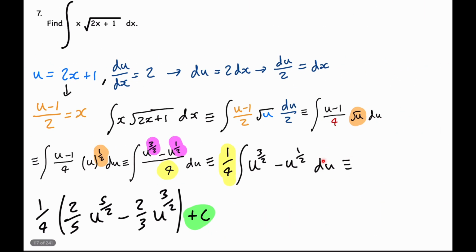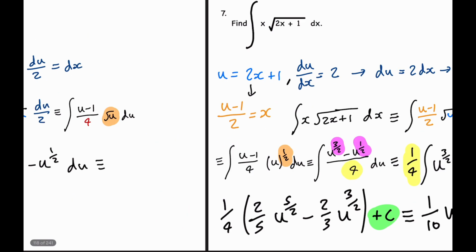And once you integrate this, remember to add your plus c, and you increase both powers by 1, so 3 over 2 becomes 5 over 2, and a half becomes 3 over 2. And then divided by the new power, so for 5 over 2, you multiply by 2 over 5, and for the 3 over 2, you multiply that term by 2 over 3. And remember to have the 1 over 4 on the outside because we haven't changed that. And remember to add your plus c.